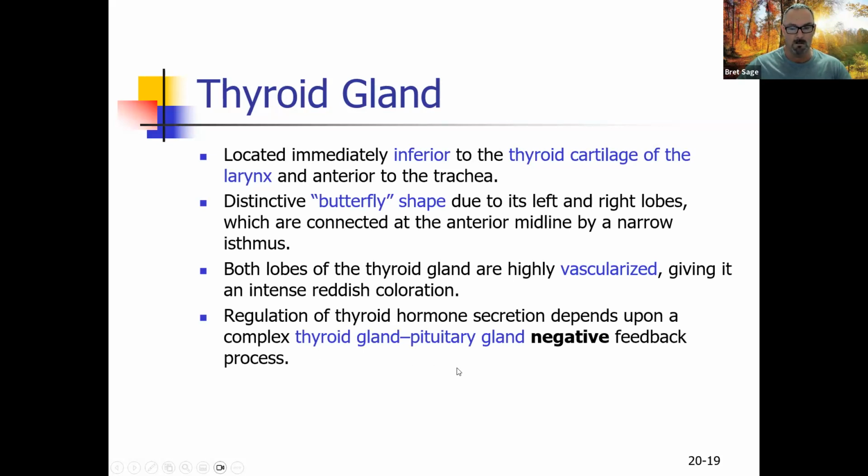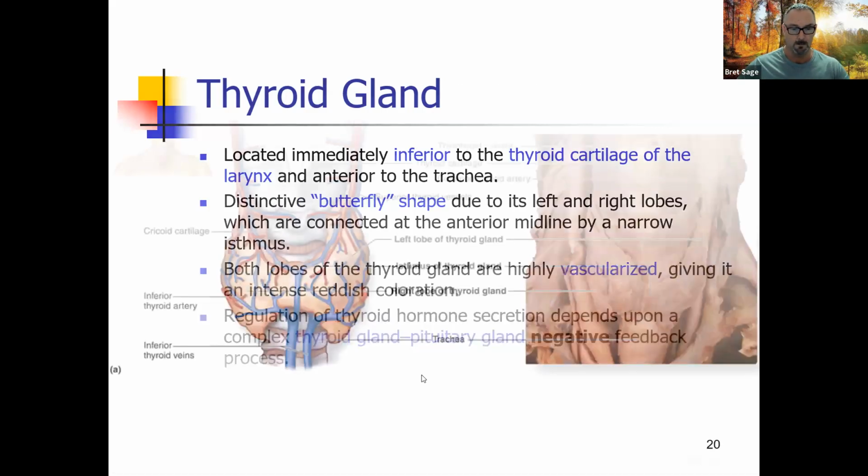Regulation of thyroid hormone secretion depends upon a complex thyroid gland, pituitary gland negative feedback process. So for example, when you need to do something, the pituitary sends a signal, and the thyroid does it. When you get back to normal, the signal is sent back to the pituitary saying, you did this thing, so you can stop sending a signal.